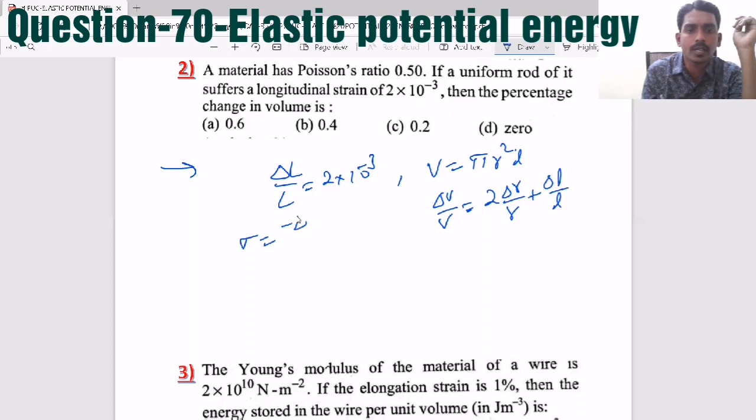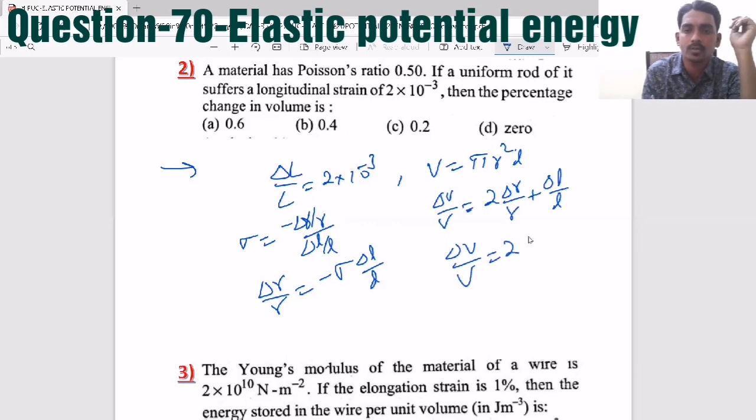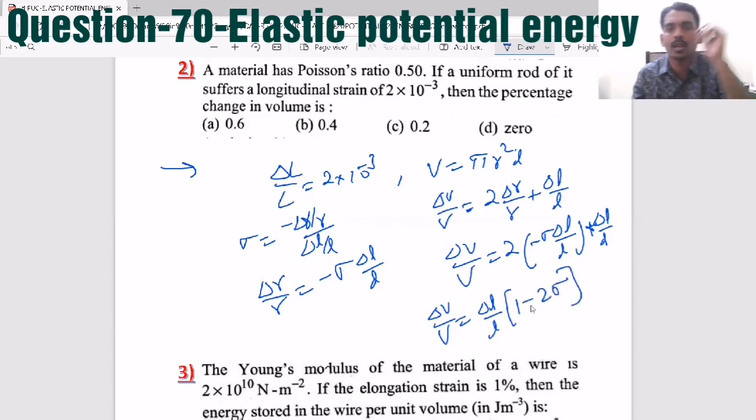And sigma equals minus delta R by R divided by delta L by L, lateral strain by longitudinal strain. So delta R by R, I can write it as minus sigma delta L by L. So delta V by V, I can write it as 2 into minus sigma delta L by L plus delta L by L. So delta V by V, if you take delta L by L common, is 1 minus 2 sigma. Sigma value they have given, delta L by L value they have given. Sigma is 0.5. So if you substitute, you can get it. Or you can remember this like a formula also.